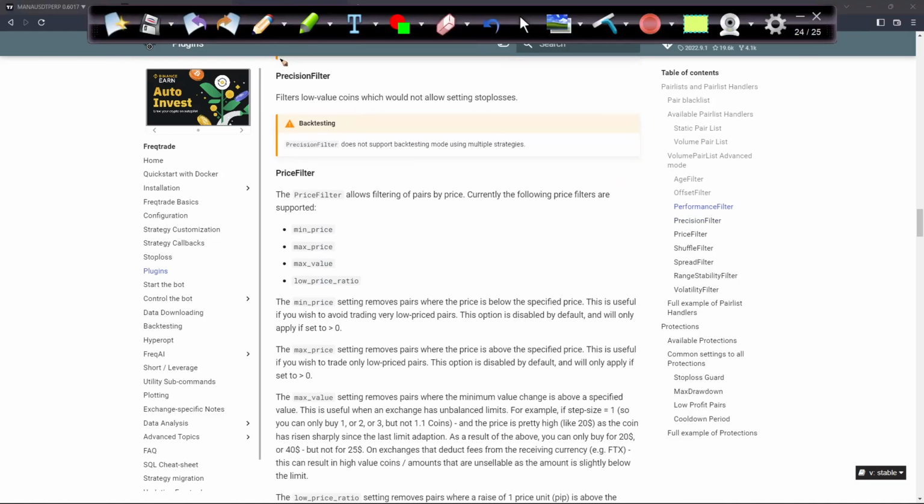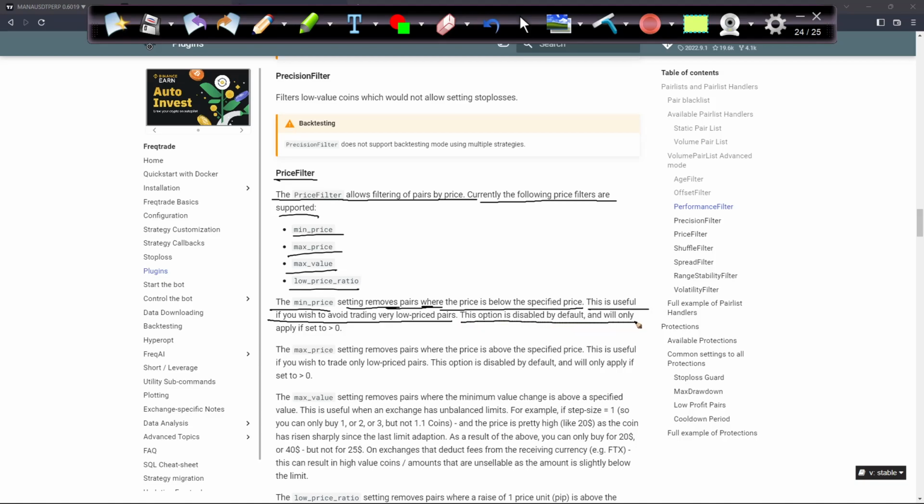Now we have the price filter. The price filter allows filtering pairs by price. Currently, the following price filters are supported: min price, max price, and low price ratio. The min price setting removes pairs where the price is below the specified price. This is useful if you wish to avoid trading very low priced pairs. This option is disabled by default and will only apply if set to greater than 0.